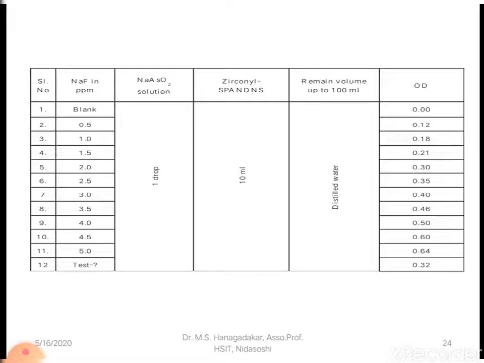In the second flask, 0.5 ppm, then 1 ppm, 1.5 ppm, and so on. We can increase up to 5 ppm, as explained in this tabular column. In the 12th flask, take the test water sample in which you want to determine the fluoride. After this, for all the 12 flasks, we have to add sodium arsenate solution. The purpose of adding sodium arsenate solution is to prevent interference in the fluoride analysis.